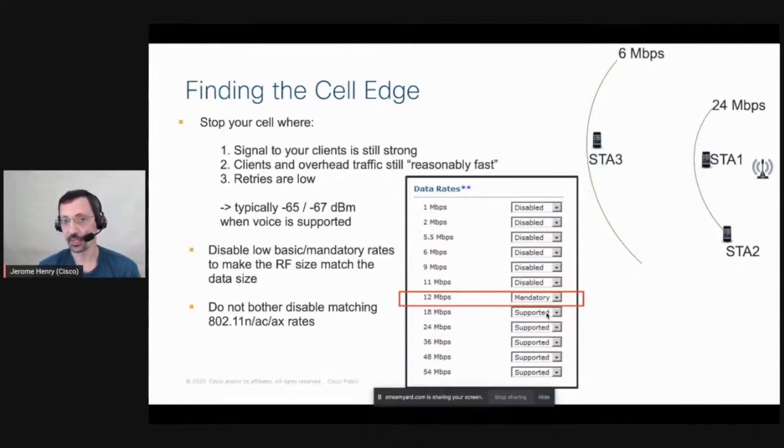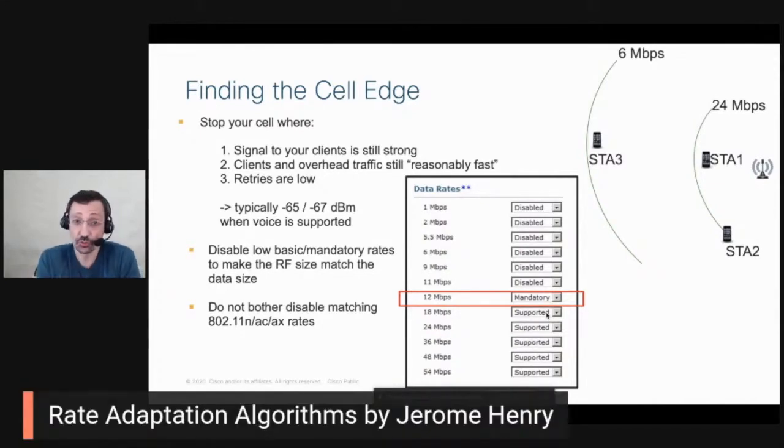But there's nothing that tests the new rates, N, AC, or AX, which means that if the AP doesn't support 6.5, then it doesn't advertise 6.5, and the client doesn't care. It can still talk to the AP at 6.5. There's nothing that says the client shouldn't do it. So we typically say, you can work on these mandatory rates, the legacy rates, but don't work on the new ones.